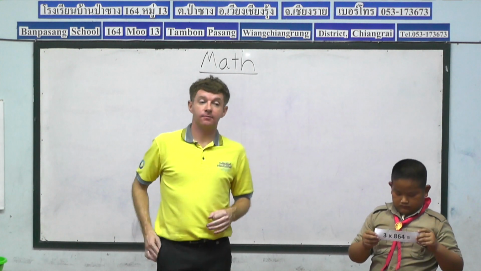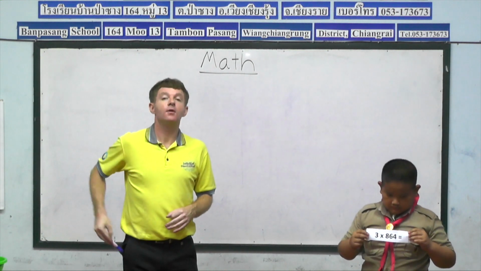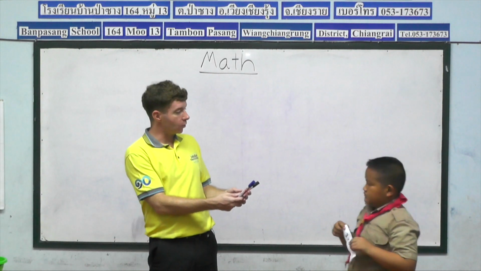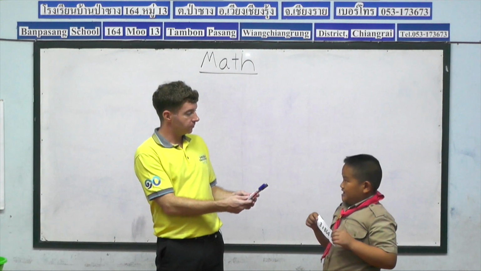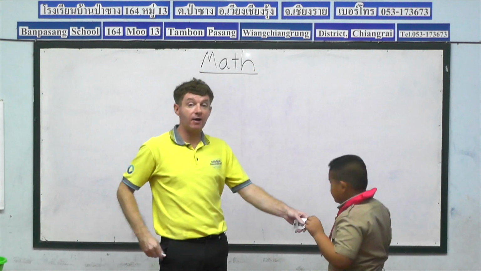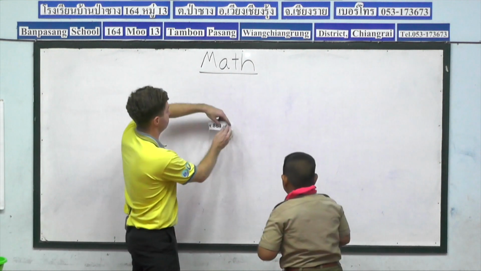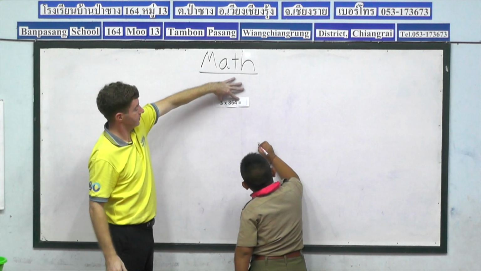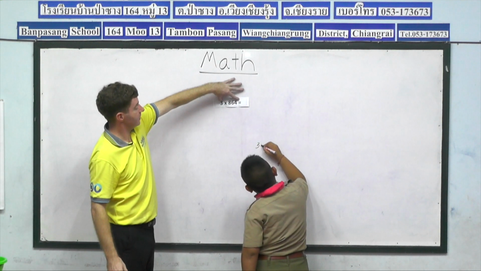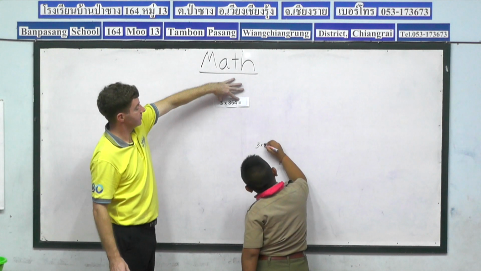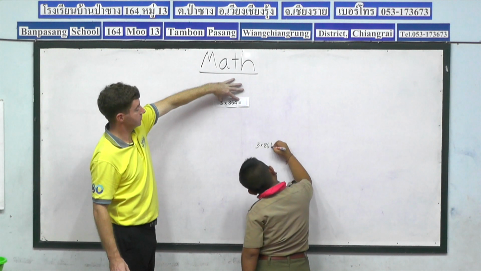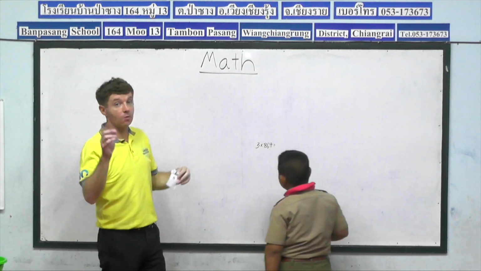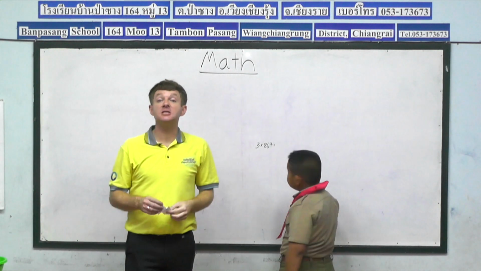3 times 864. Excellent. So now, Ned, what color would you like? Black or blue? Black. Okay, so Ned can write the sum on the board first. 3 times 864 equals. So the first thing to do, organize our multiplication table.